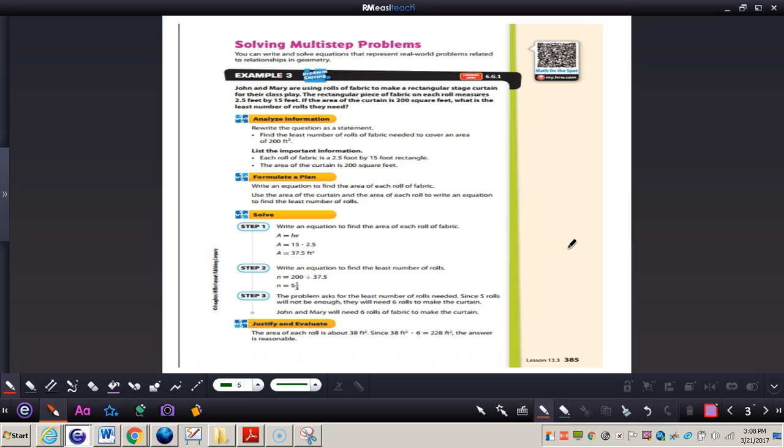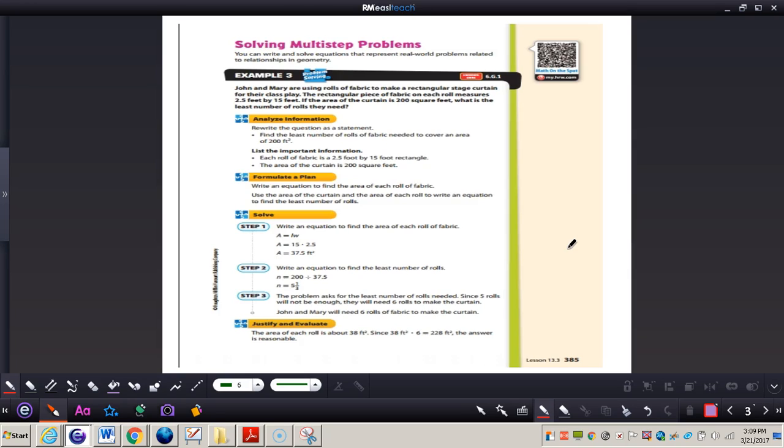Write an equation to find the area of each roll of fabric. So we know the area equals length times width. Area equals the length, which is 15, times the width, which is 2.5, giving us an area of 37.5 feet squared. Then we want to write an equation to find the least number of rolls. So n equals 200 divided by 37.5, and then we have the answer 5 1/3.